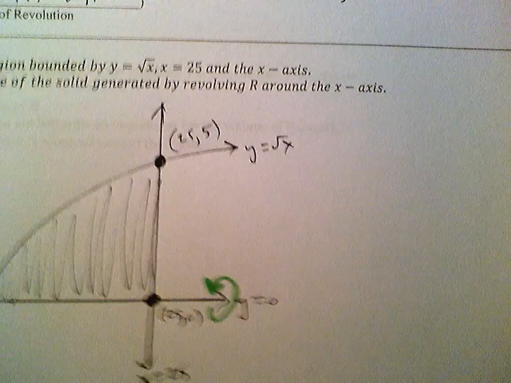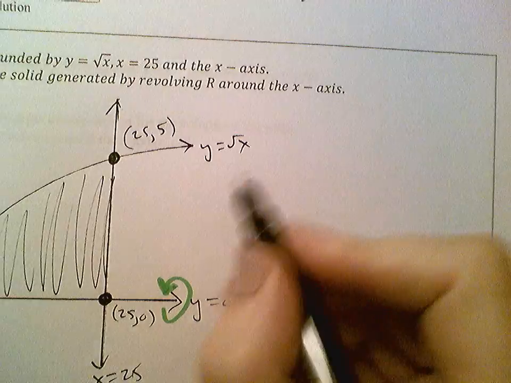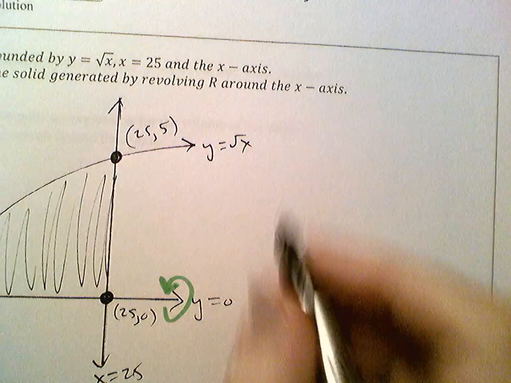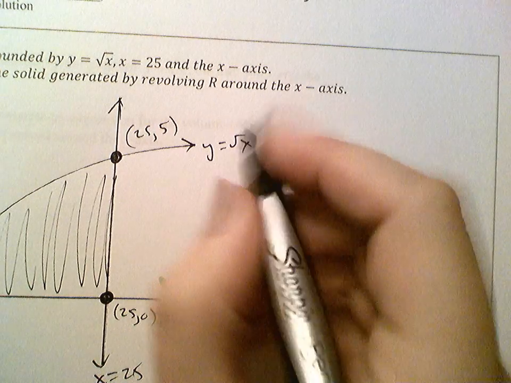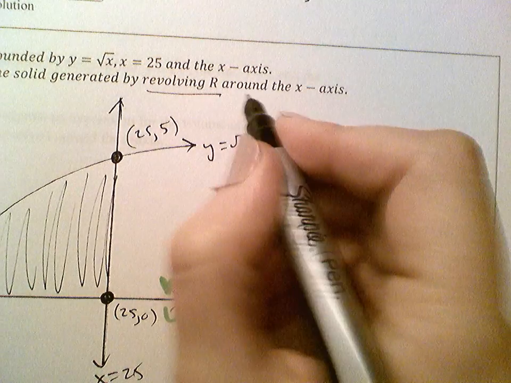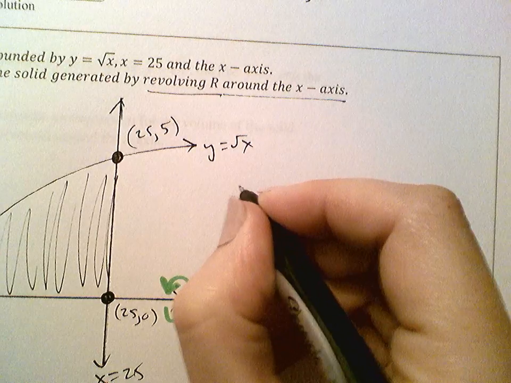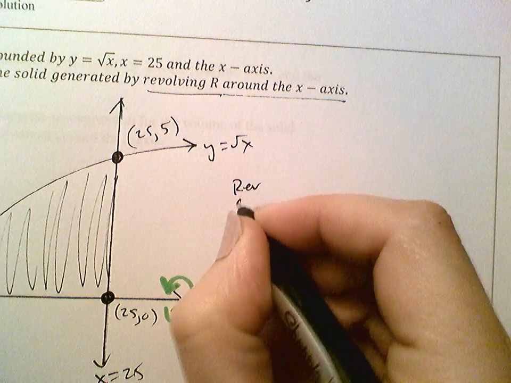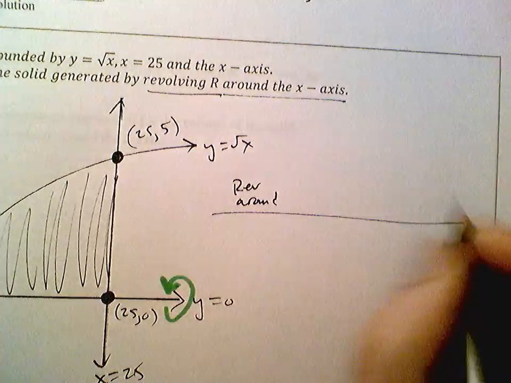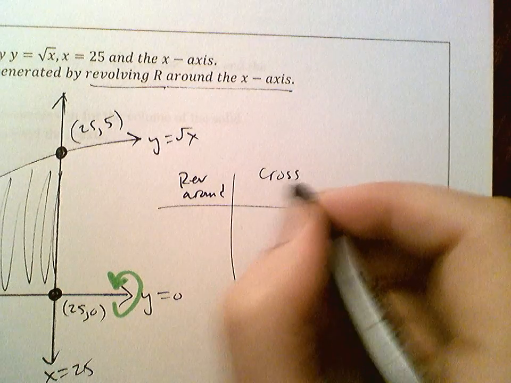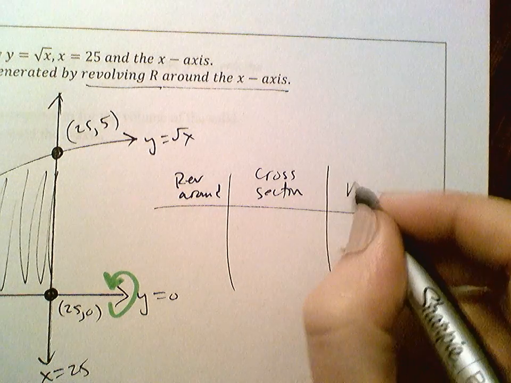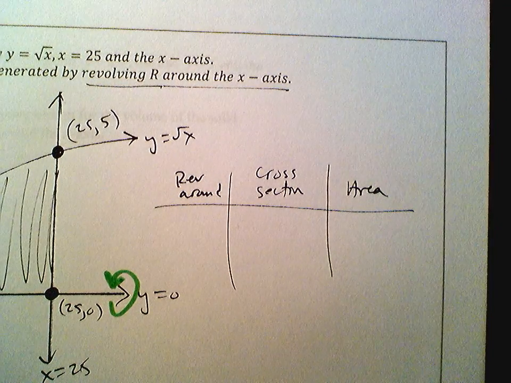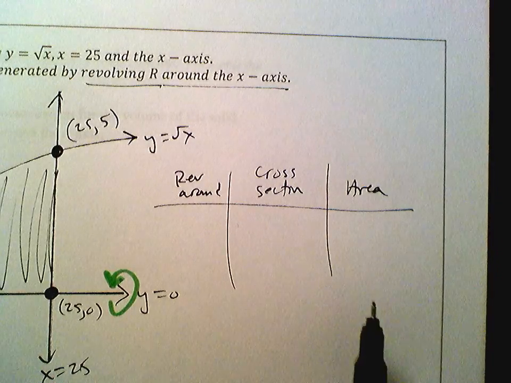Alrighty, so I'm gonna use a chart very much like I did for the solids of known cross sections, except instead of perpendicular to, we're gonna say revolves around. Okay, and then we're going to draw a cross section. And then we're going to find its area. And then to find volume, you add up an infinite number of areas.